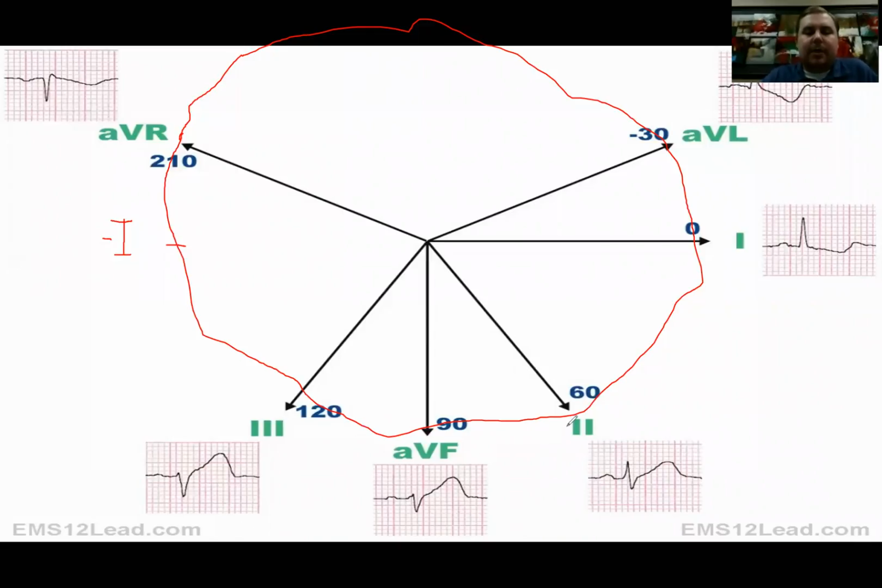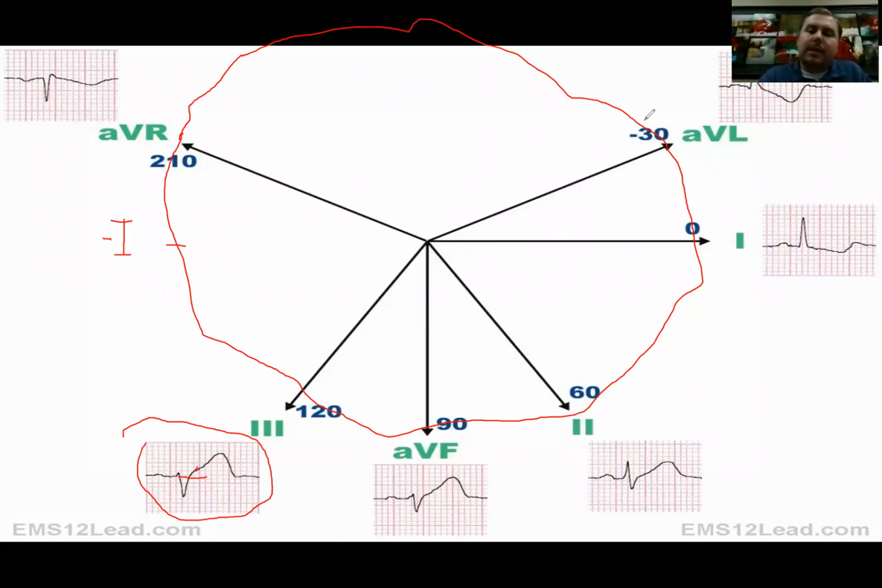Anytime you have an inferior STEMI, you'd want to look for reciprocal changes. Well, the best lead to do that is if I'm looking out here at lead 3, which has my maximum amount of ST elevation. So I'm trying to draw that for you: about 1 to 1.5 millimeters of elevation along with my biggest T wave.